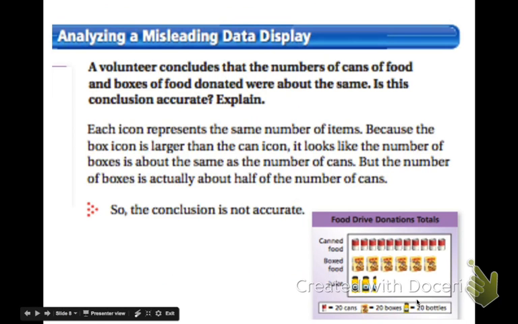And so we're going to try to identify and analyze some misleading data. Here's a case where a volunteer concluded that the number of cans of food and boxes of food donated were the same. Is this conclusion right? I look at the pictograph and I'm like, wow, if I'm looking at just the bar height to the right, the cans and the boxes are almost lined up, so that looks like they're the same. However, it's a pictograph and they should be represented by the same icon so that we can see exactly. If you count the number of cans and then count the number of boxes, you will see that the boxes are about half. So the conclusion is not accurate because they changed the picture. One icon is larger than the other.